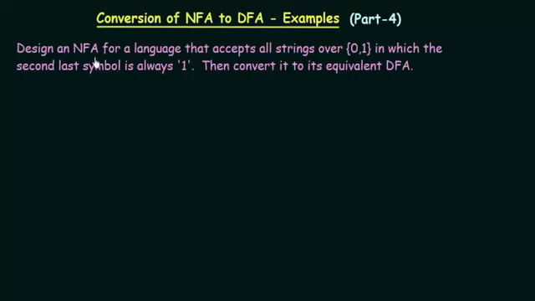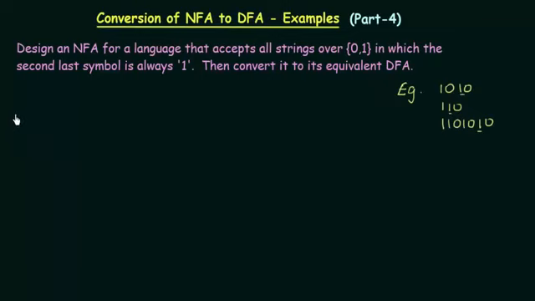So what we have to do is design an NFA for a language that accepts all strings in which the second last symbol is always 1. So for example, the strings that it should accept are strings like 1010. See, the second last symbol is 1. Or let's say 110, or let's say 1101010. See, the second last symbols are always 1. These kinds of strings are the strings that should be accepted by our NFA. So first we will design the NFA and then we will convert it to its equivalent DFA. So let's see how we can do this.